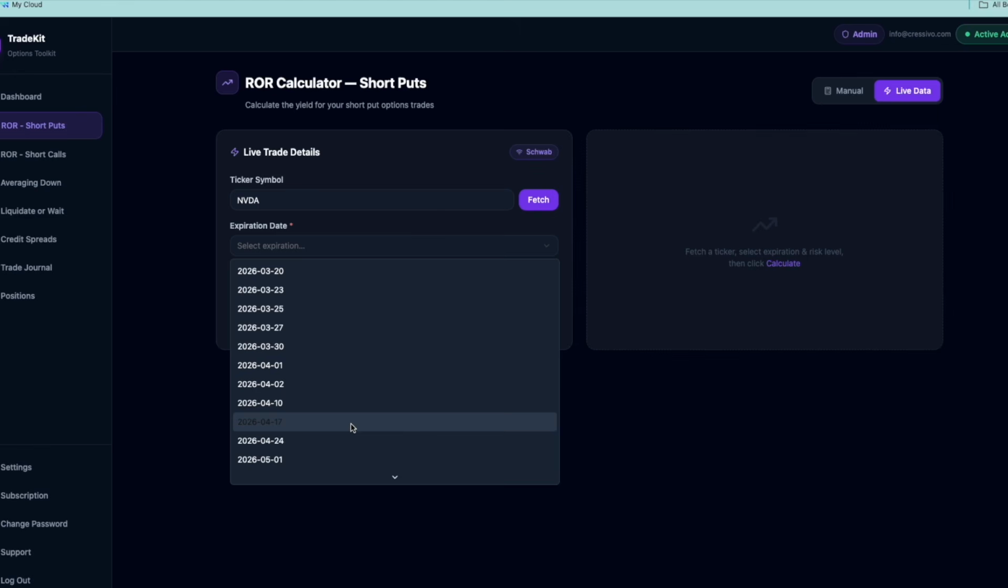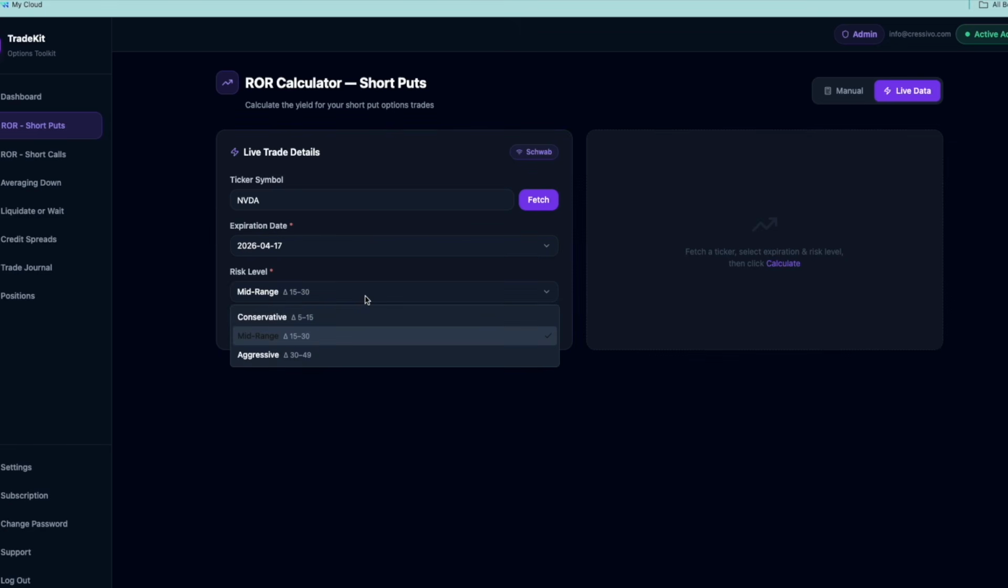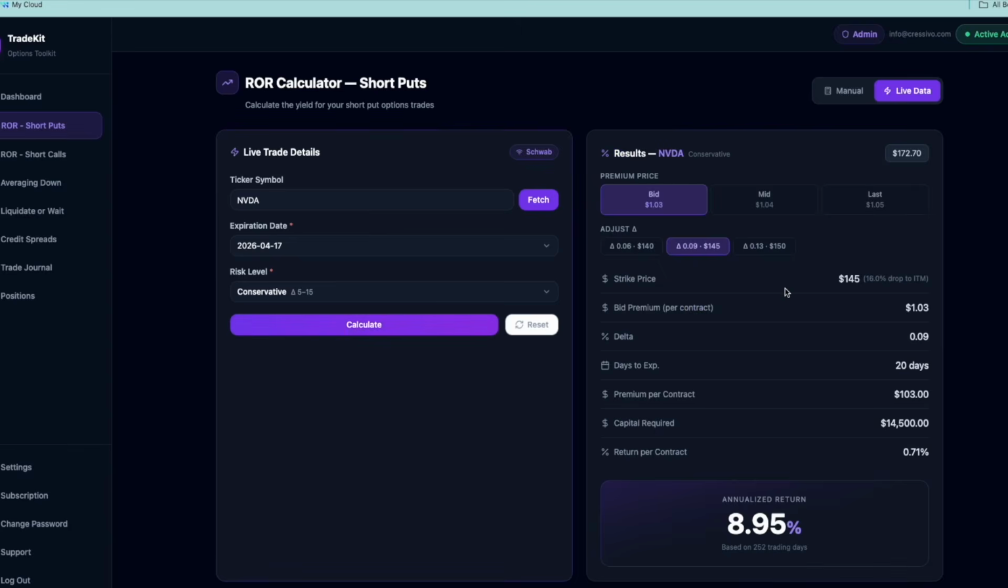Well, we could just choose April 17th as an example, and we can go conservative again, hit calculate, and it brings us the details for the April 17th contract. Now, if we want to be conservative, we can do $140 strike price, $145, $150, and the app just updates at the click of a button. We can also change the ticker if we'd like.